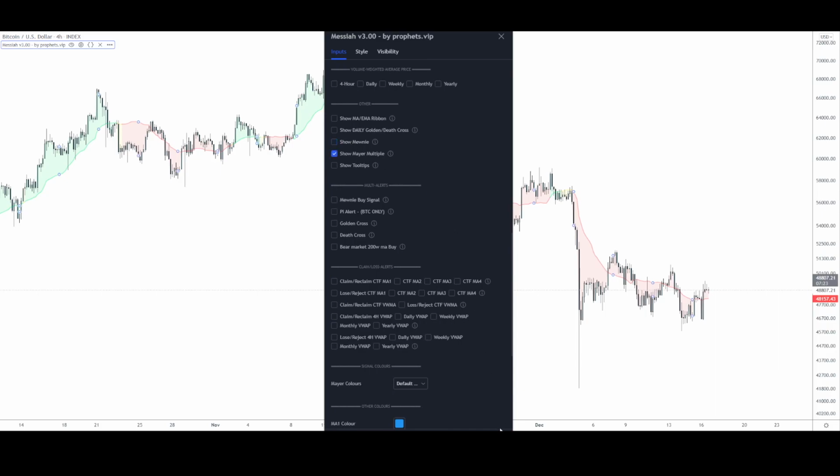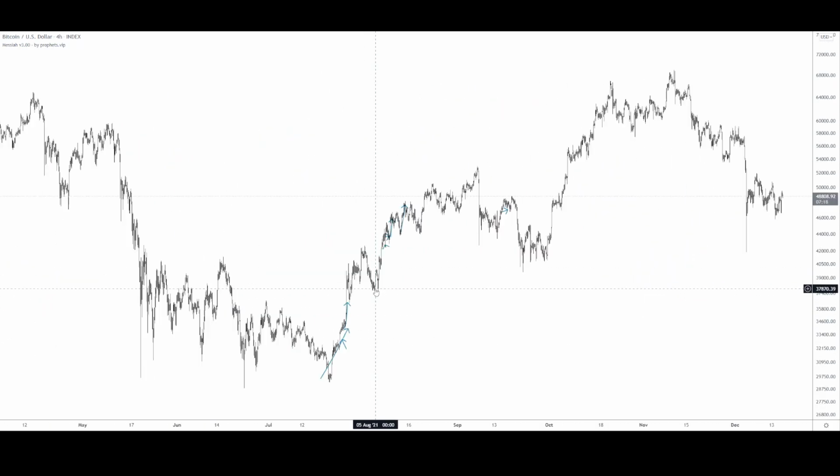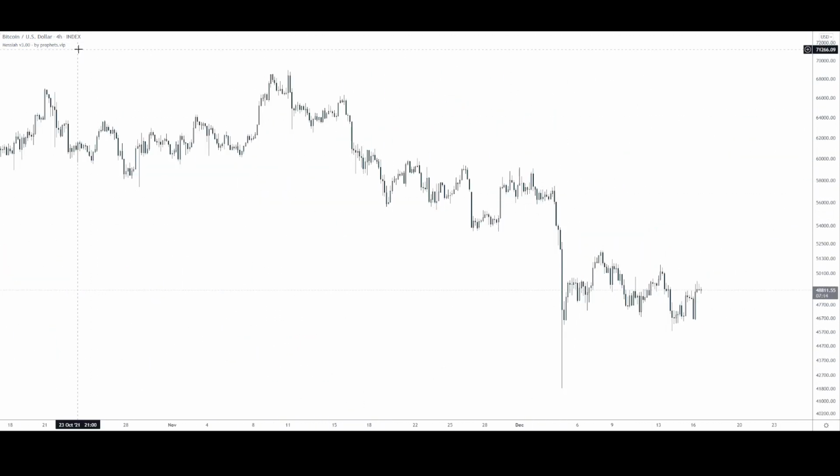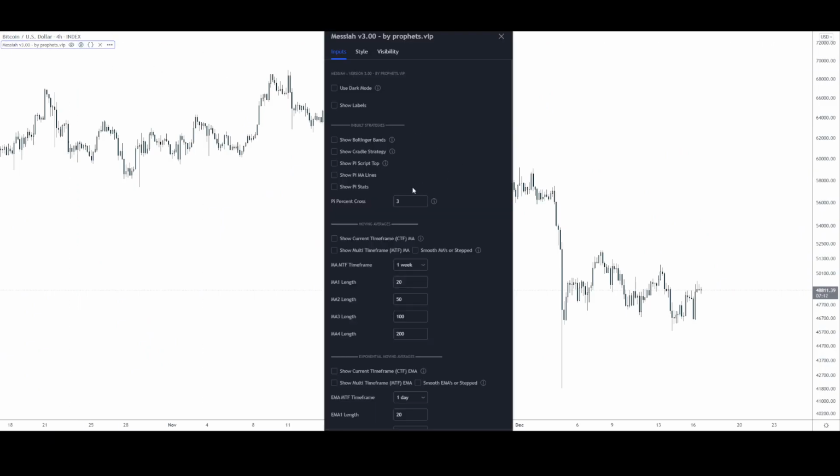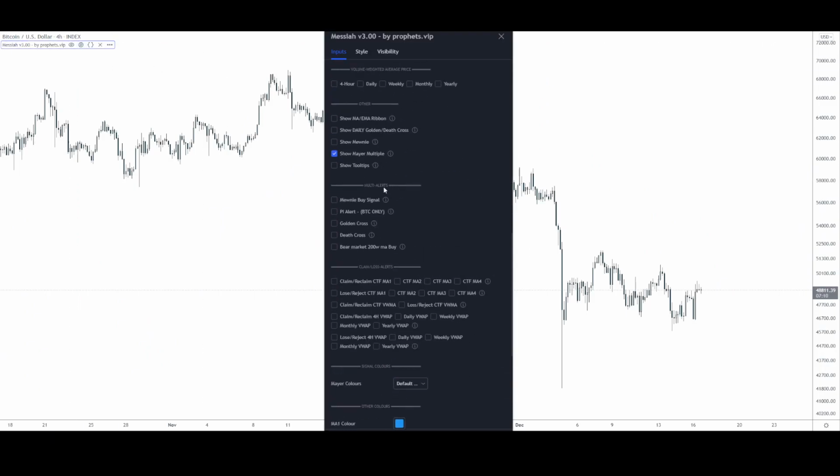Mayo multiple, I don't use these personally, but you can apply them to the chart. Just delete my arrows. I think there's more to that. Leave those out, got tooltips.